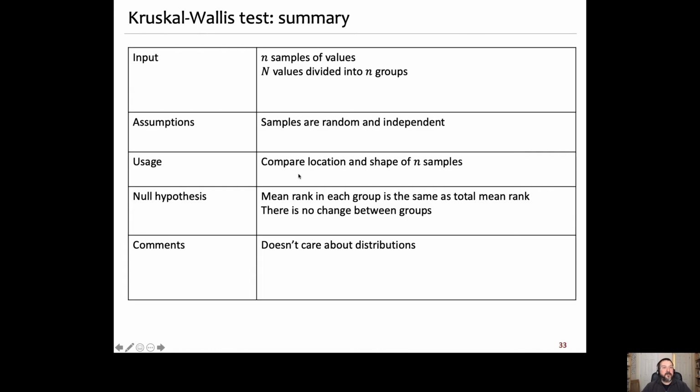Finally, summary of the Kruskal-Wallis test. The input for the test is n samples of values. Samples are random and independent, and you compare location and shape of these n samples. You don't compare means. There are no parameters here. The null hypothesis is that the mean rank in each group is the same as the total mean rank, or simpler, there is no change between groups. This test is not parametric, so it doesn't care about distributions.